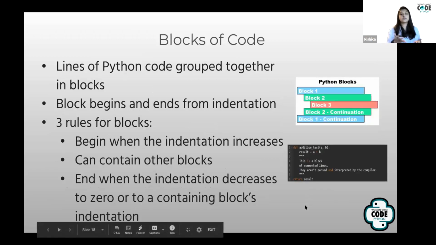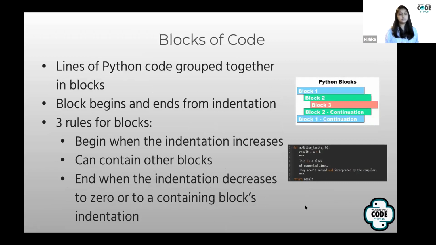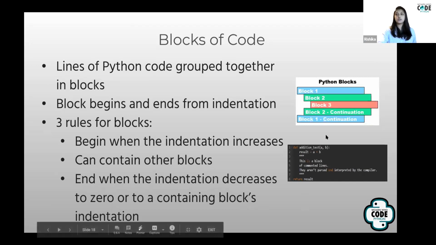And now for the blocks of code. These are the lines of Python code that are grouped together in blocks. You've seen a lot of Python code in previous sessions. You can refer to this as a code block or a block of code. The block begins and ends from the indentation. As you can see here, we have separate blocks like this.